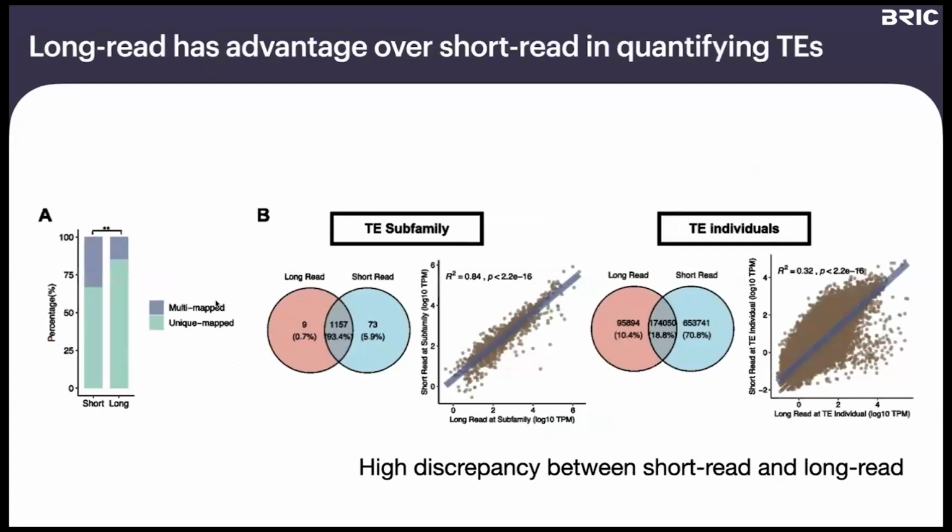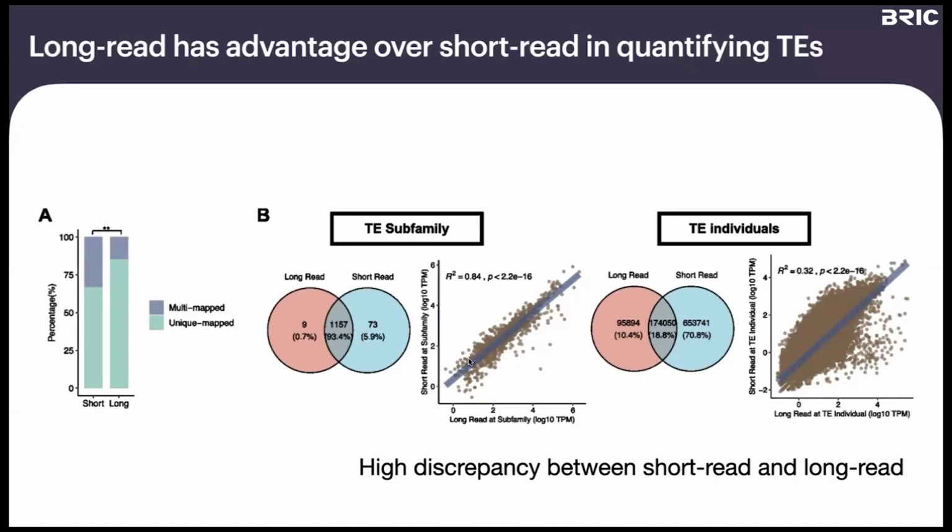To further confirm our hypothesis, whether long read actually has fewer multi-map reads, we use our in-house generated HCT116, which is a colon cancer cell line, and ran both short read and long read. In this case, the long read is Nanopore, using the Nanopore technique. Our results show that long read has a significantly lower multi-map proportion than short read does.